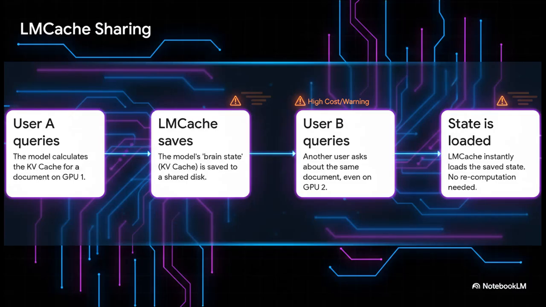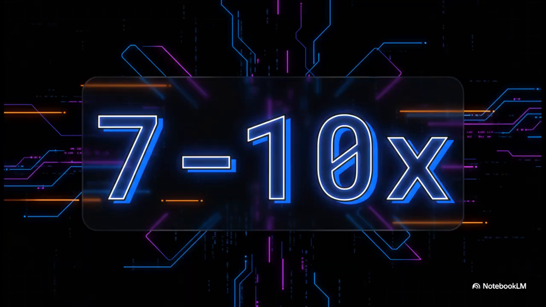It's so clever. User A comes along and asks about some big report. LMCache does the work once and saves the model's brain state. That's the KV cache. Now, here comes user B, maybe on a totally different machine, asking about the exact same report. LMCache just zaps that saved state right over. Boom. Zero recomputation needed.